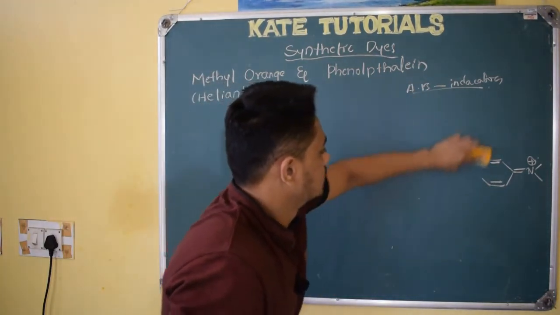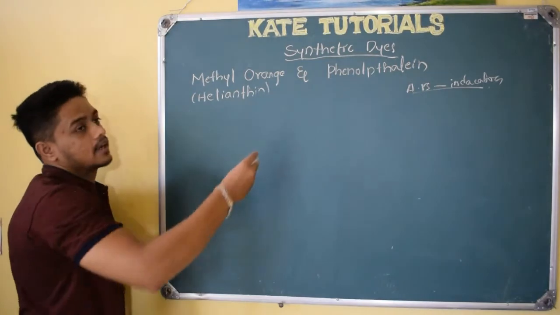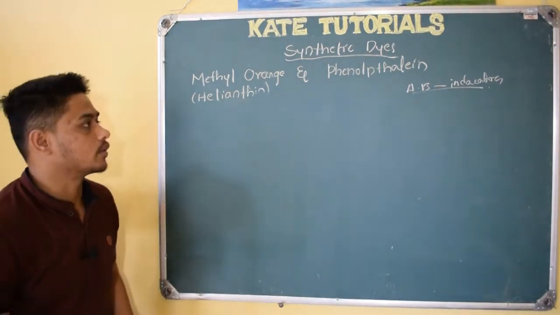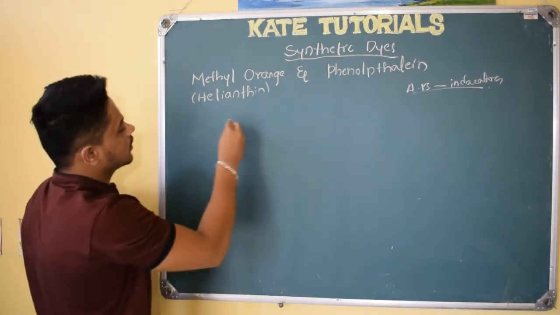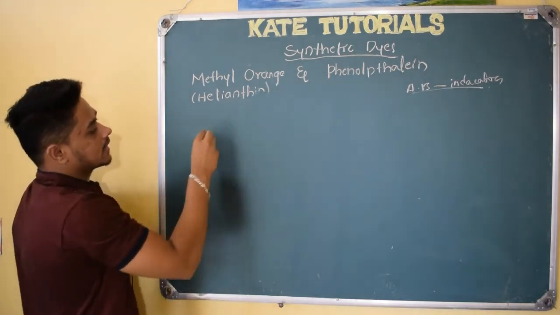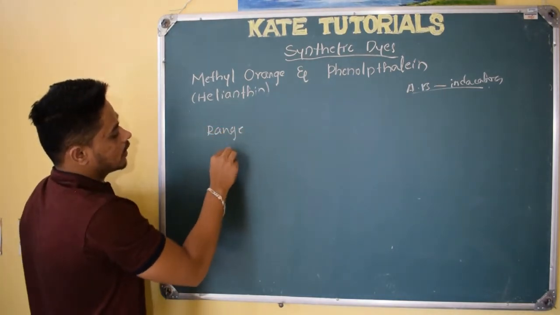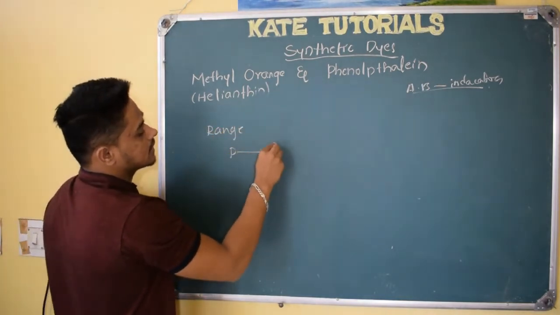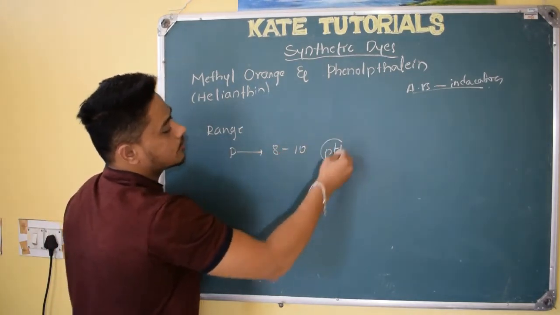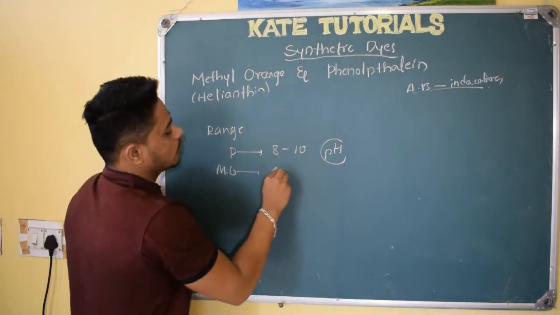Before going further, see here, in acid base indicators, those videos are available on my YouTube channel. There you can see that I have given you the range of these indicators. There I have told that phenolphthalein's range is around 8 to 10 pH. Here the range will be in terms of pH, right? And this methyl orange, its range is around 4 to 6.